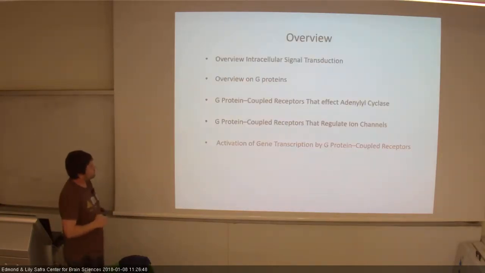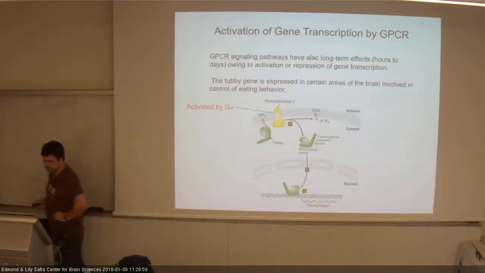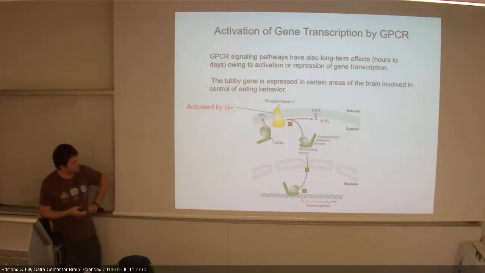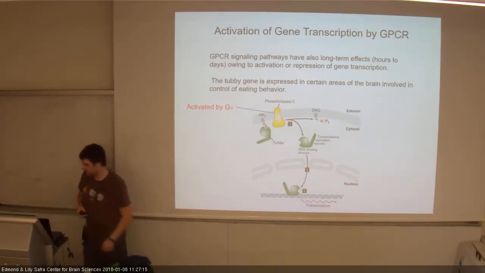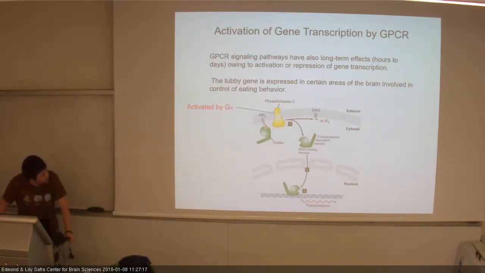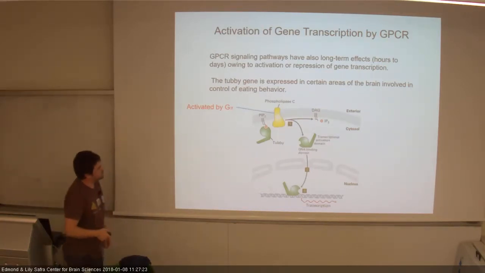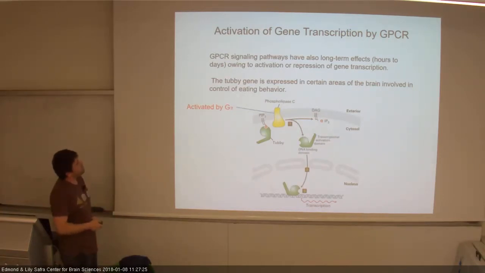Okay. So, the last example that we're going to talk about for G proteins is the activation of gene transcription by G protein coupled receptors. One of the nice examples is one of the genes that people discovered, which is called TUB, and this time it's a mouse discovery. It's funny that they gave it a nice name. I told you that Drosophila people normally give cool names, but this time, the mouse people probably studied Drosophila before.